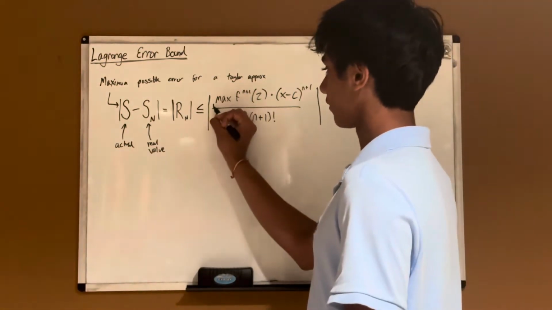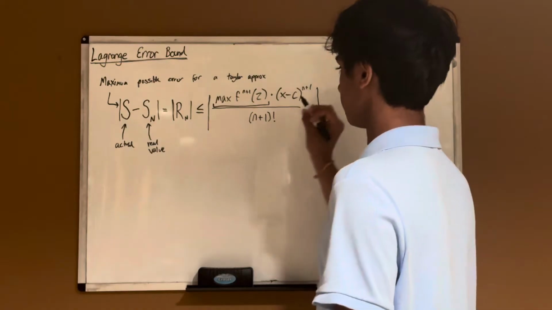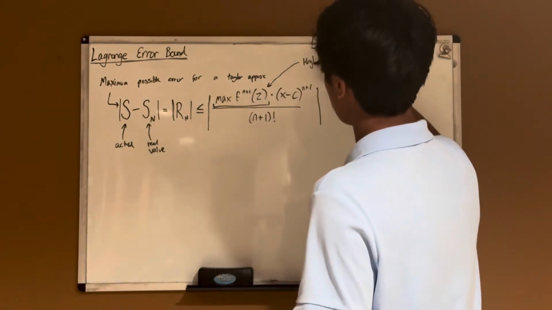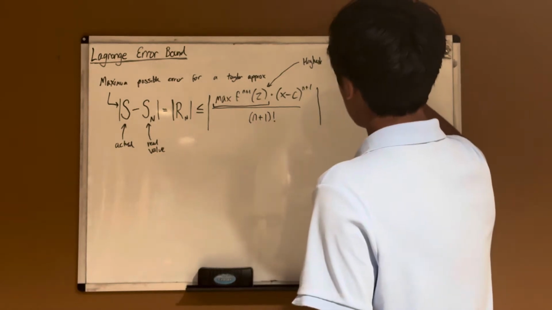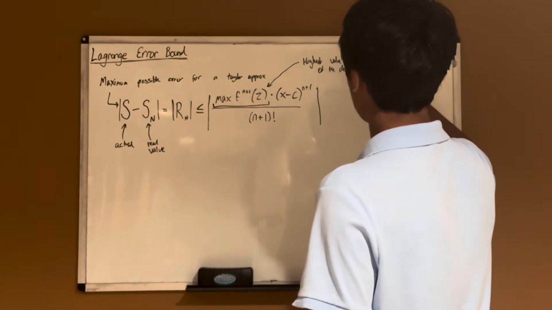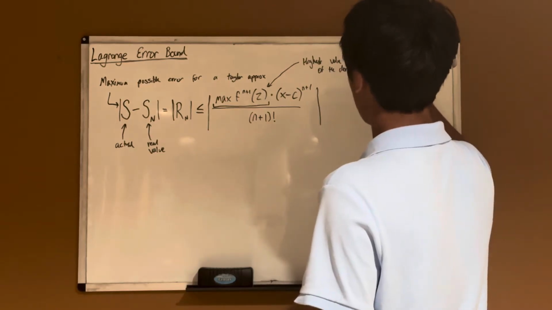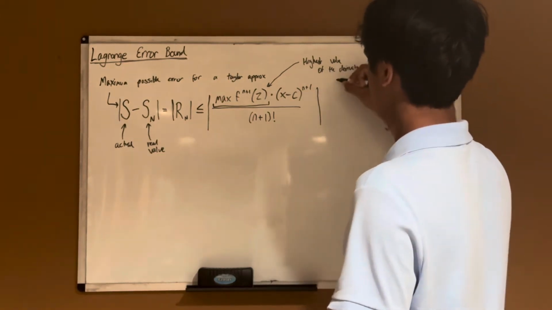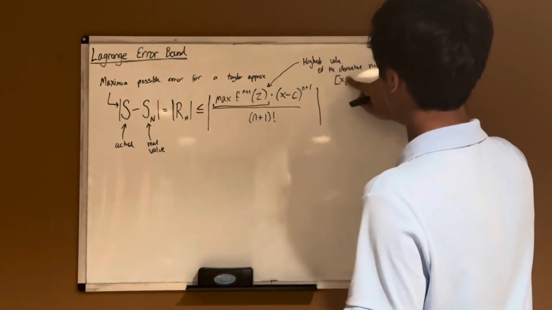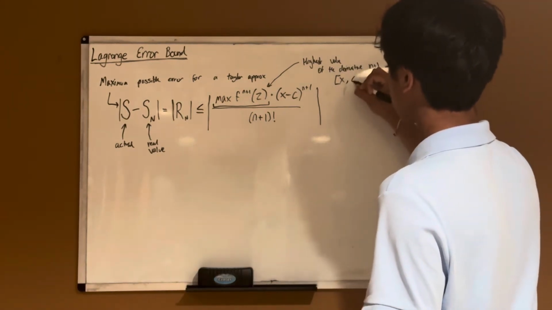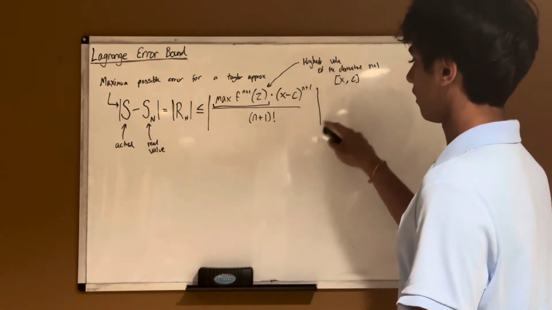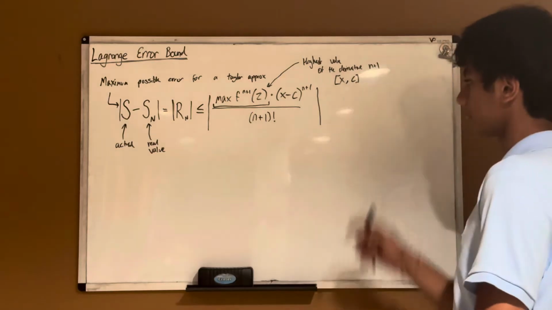This max f n plus 1 of z is telling us we want to find the highest value of the n plus 1 derivative on the interval from x to c.